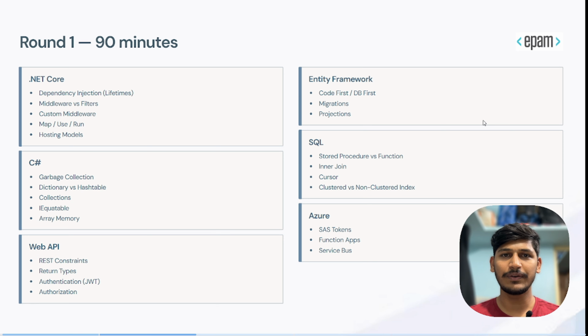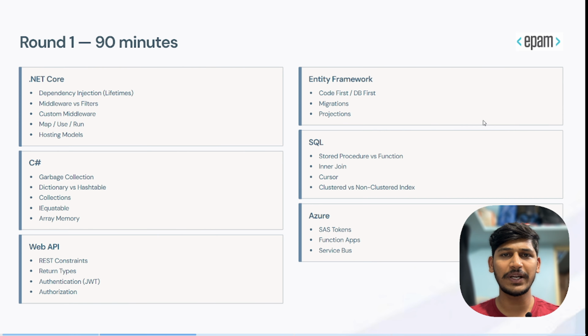Let's go. Starting with round 1, it is about 90 minutes. As he is a backend developer, they have covered more concepts on .NET, C#, Web APIs, Entity Framework and SQL. Coming to cloud, they have covered mostly Azure, based on his resume and the skills he mentioned in the resume. So coming to .NET Core, dependency injection and middleware versus filter, and they also asked him to write a custom middleware and how to connect it to the server.